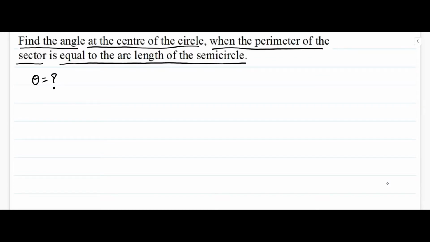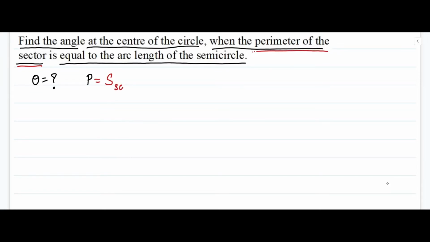We are given the condition on the perimeter of the sector. So let P be the perimeter of the sector, and they have given that the perimeter of the sector is equal to the arc length of the semicircle. So let S be the arc length, and let the arc length of a semicircle be S subscript SC. Let us first visualize this.